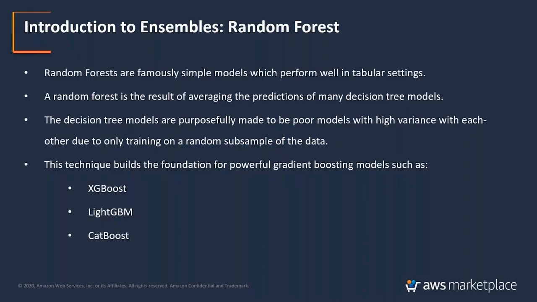However, the decision tree models in random forests are purposely made to be poor models with high variance with each other, and we do that by training on a random subsample of the data on purpose. Again, we're purposely making the models poor. And this technique builds the foundation for very, very powerful gradient boosting models that are very famous, such as XGBoost, LightGBM, and CatBoost.